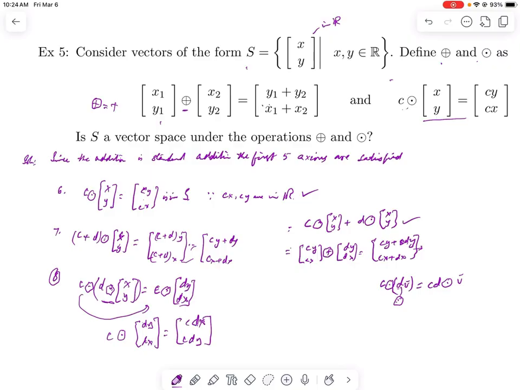Now we want to see if the right hand side is the same. So the right hand side is cd multiplied with xy. What will this give me? It gives me cdy and cdx. They are not the same. Therefore, S is not a vector space.